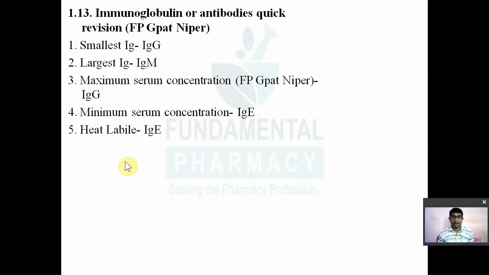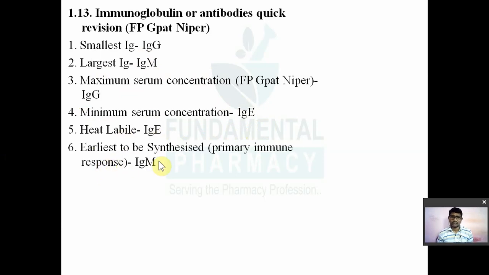Now the heat labile antibody, the immunoglobulin which is destroyed by heat, is known as heat labile. Immunoglobulin E is a heat labile antibody. Earliest to be synthesized immunoglobulin, that means the first immunoglobulin which is synthesized in your body upon immune response.